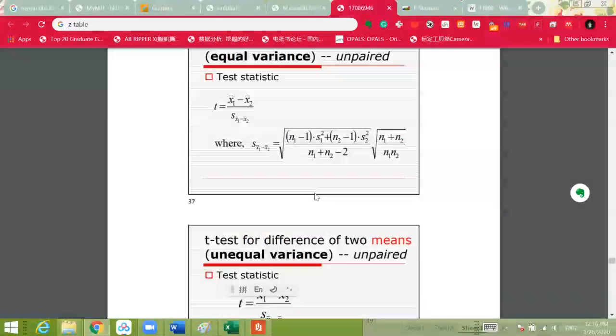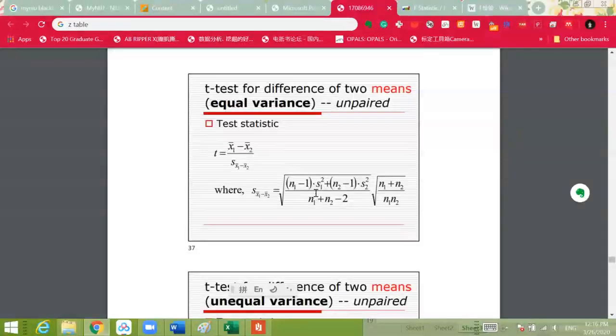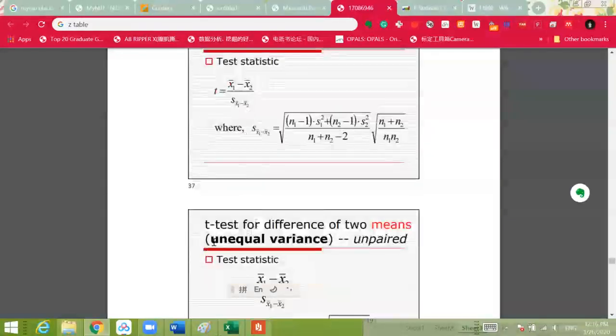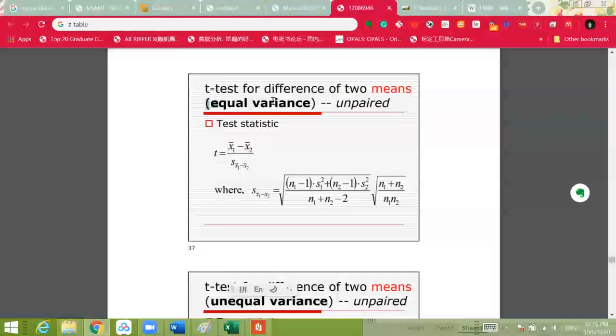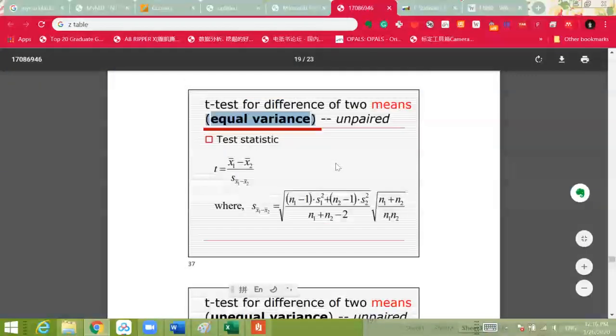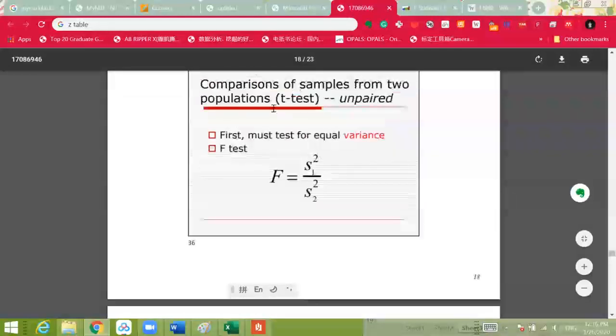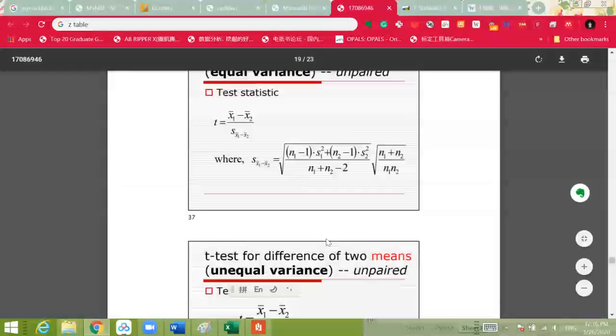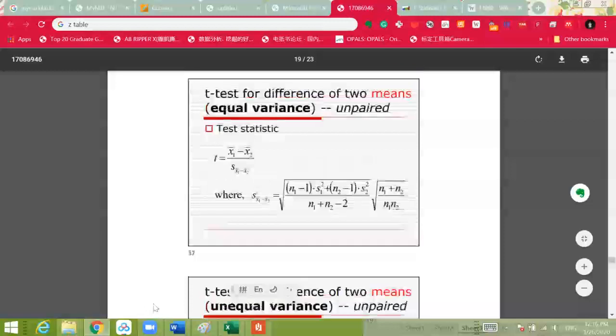But they have two situations. One is for equal variance, and the other is for unequal variance. So we first need to figure out which equation we should use by comparing their variance. How to compare their variance? We should use the F-test. So let's write our hypothesis for the equal or unequal variance.